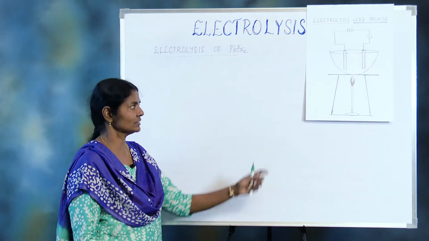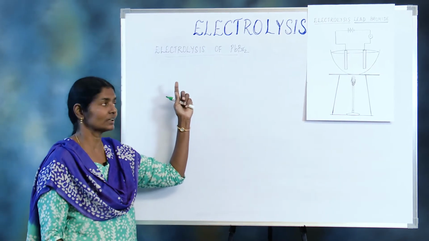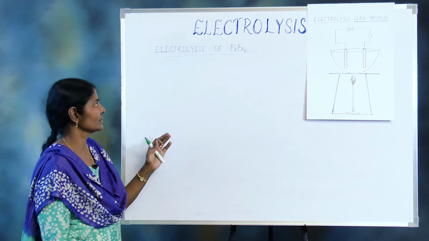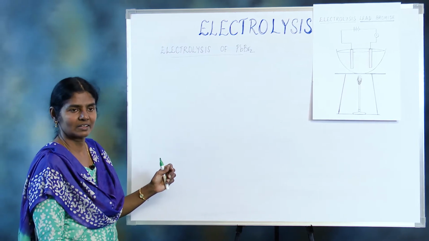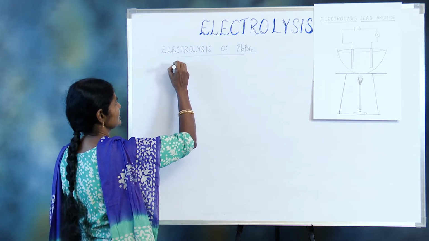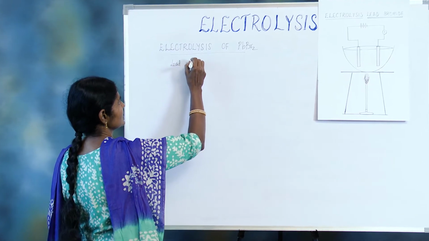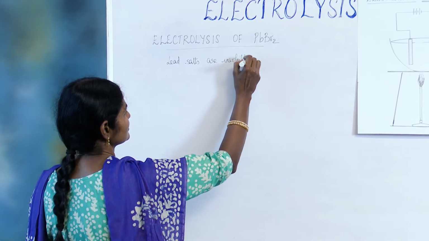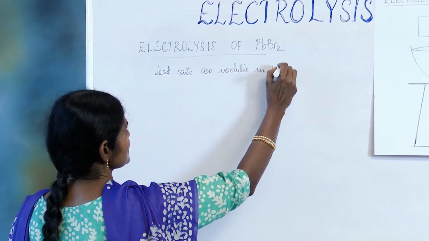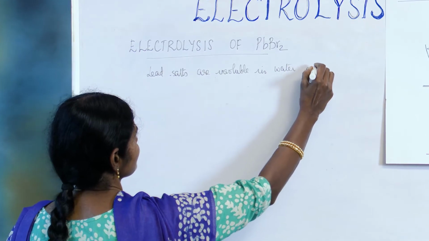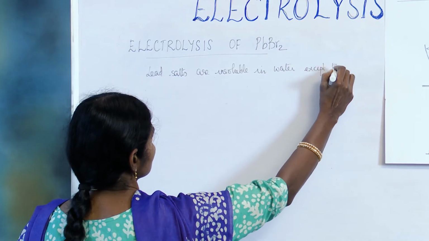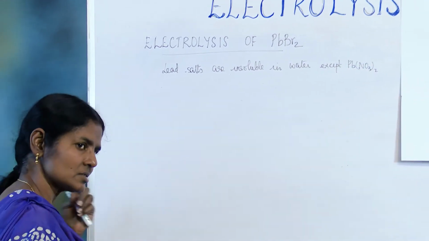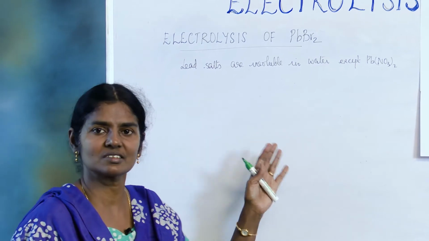Okay, having seen the electrochemical series, now we move on to the electrolysis of lead bromide. That's the first compound that we are going to learn about. When we come to lead bromide, all lead salts are insoluble in water, except lead nitrate. Lead nitrate is soluble. Of course, lead chloride is soluble in hot water, but lead bromide is insoluble.